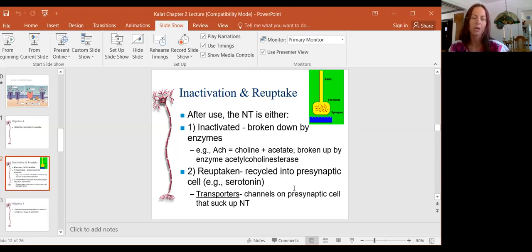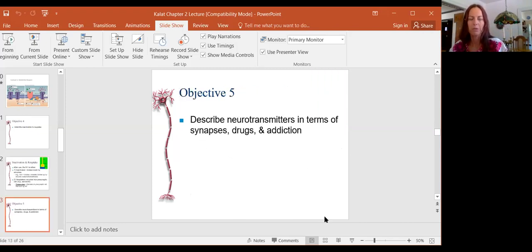It becomes important when we talk about certain drugs later on. And the vacuum cleaner there on the presynaptic neuron is called a transporter. It just sucks it right back up. Okay, so that's inactivation and reuptake.